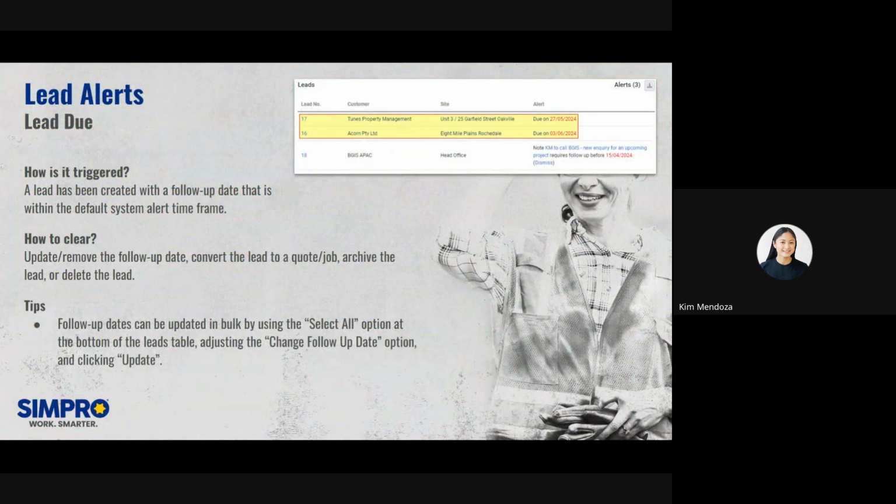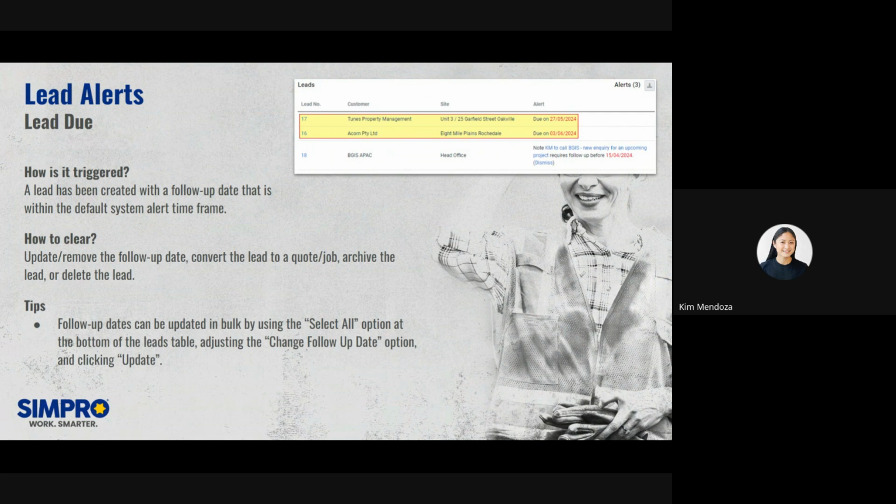Moving on to leads. Highlighted, you can see we have lead due alerts. This alert is triggered when a lead is created with a follow-up date that falls within the default system alert timeframe. The My Alerts view will display leads where you are assigned as the salesperson or the project manager, whereas all alerts will display all leads that are due, regardless of whether you are assigned to it.